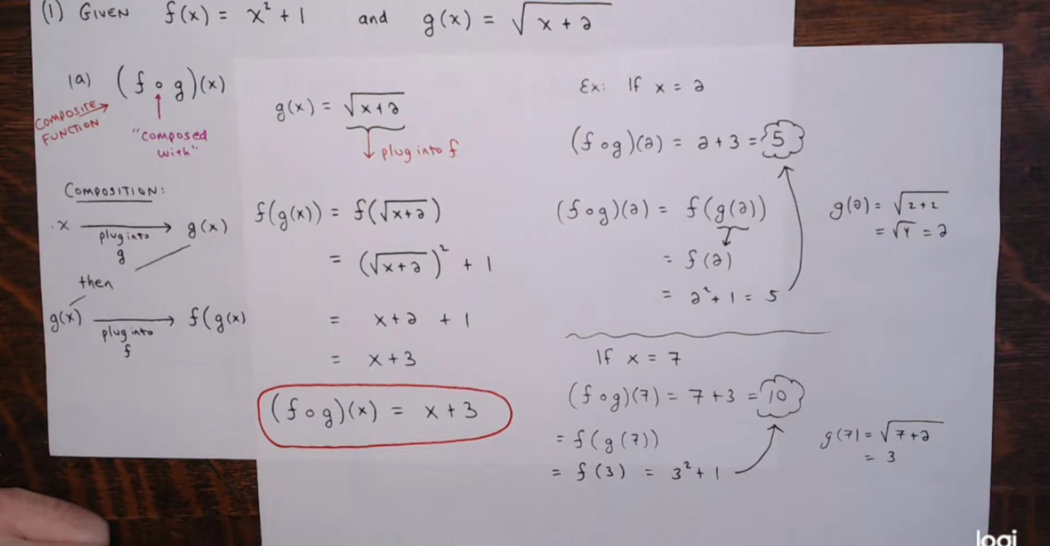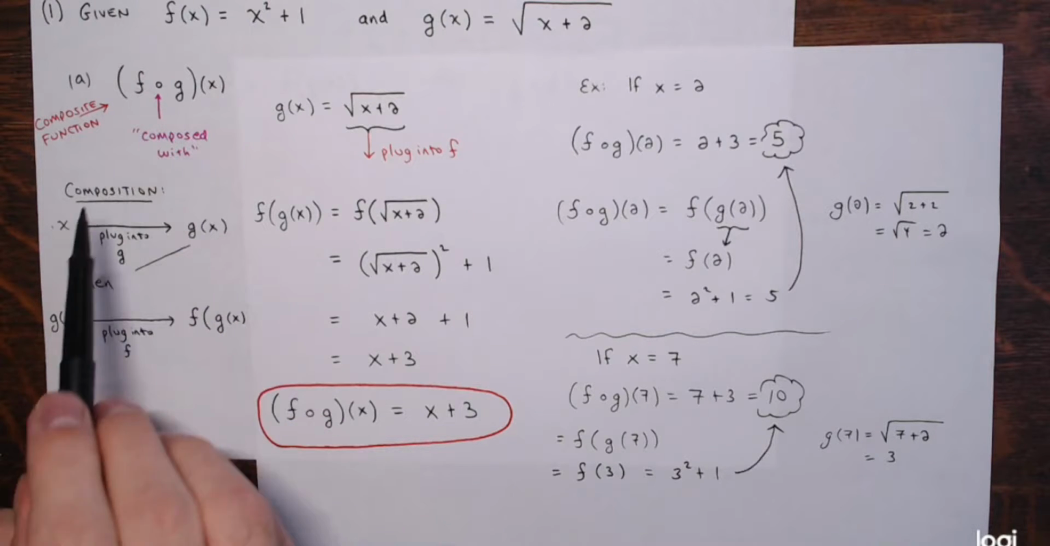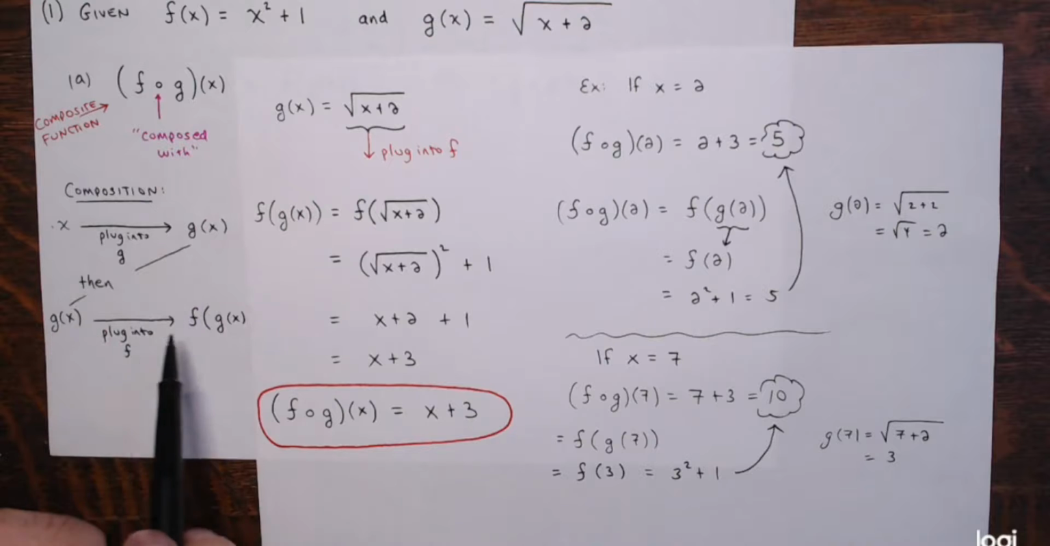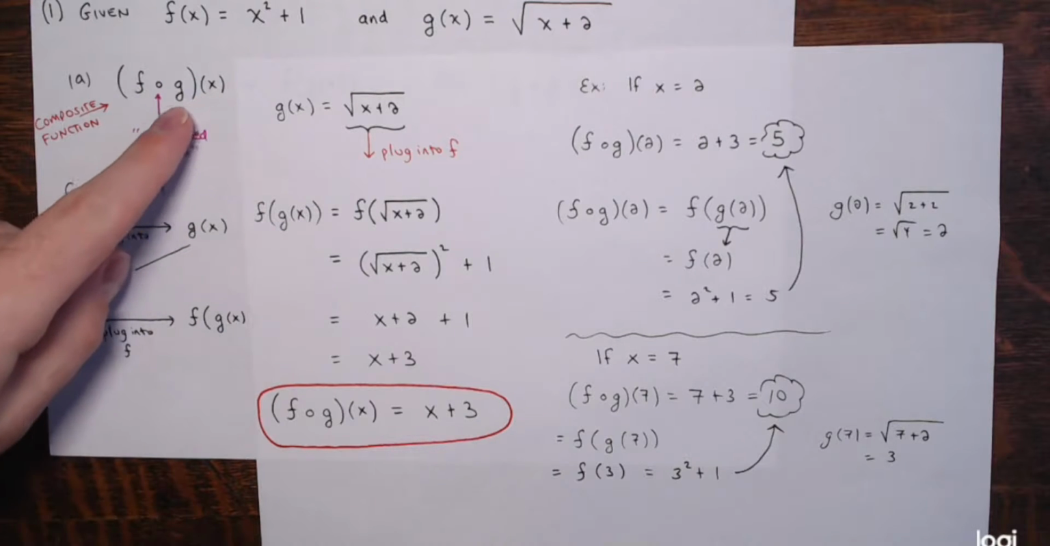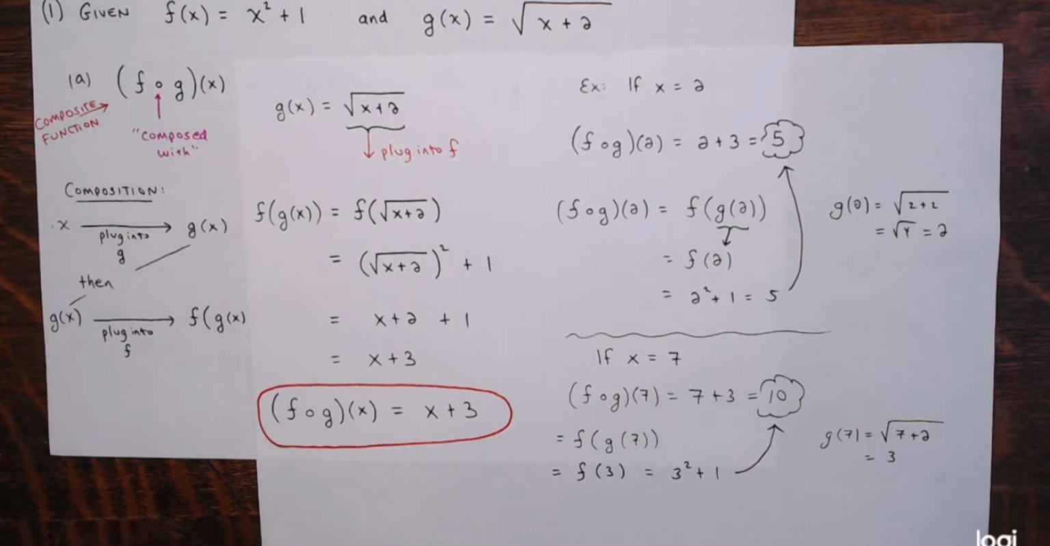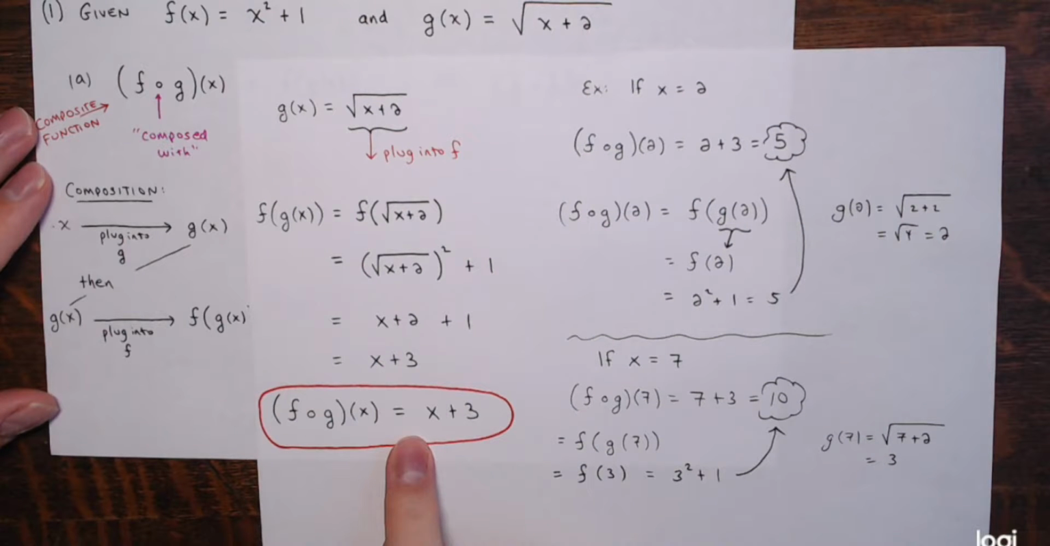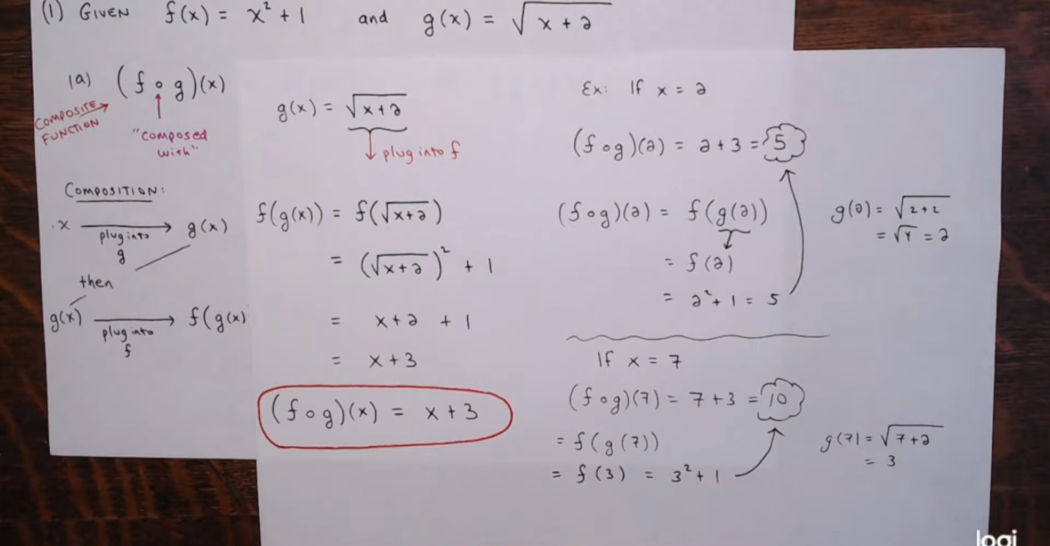So f of g of x is plug x into g, then plug g of x into f. Just keep going right to left, right? Right to left. Or inside out, as some people say. All right, so that's part A. F of g of x is x plus 3. Totally new function. Well, what about the other way around?